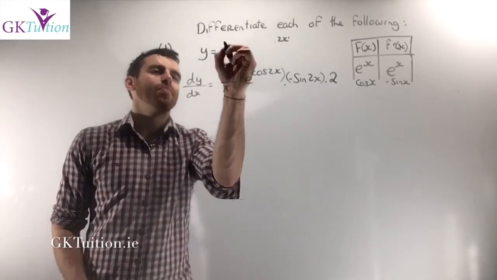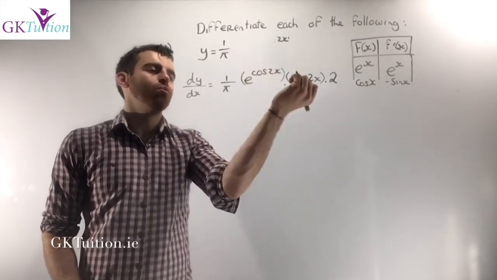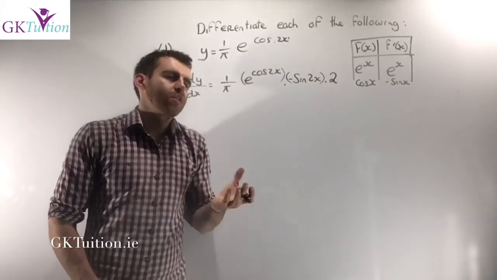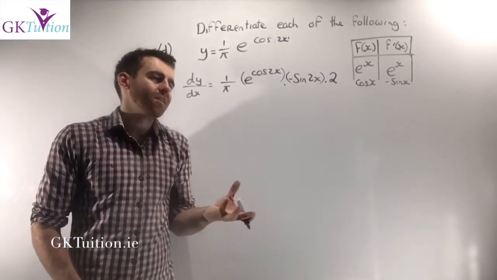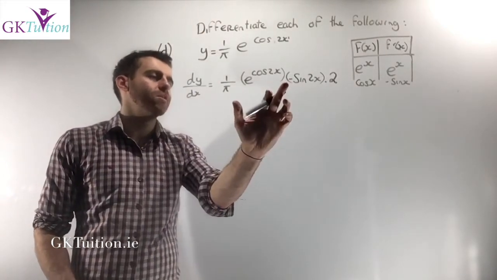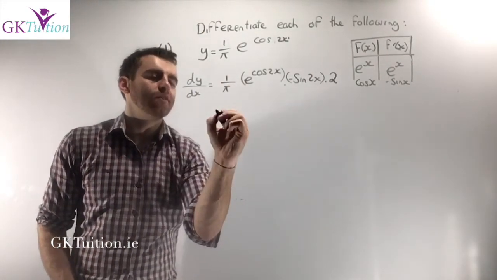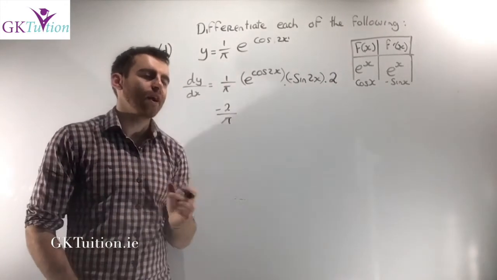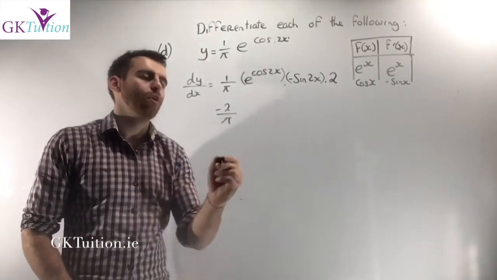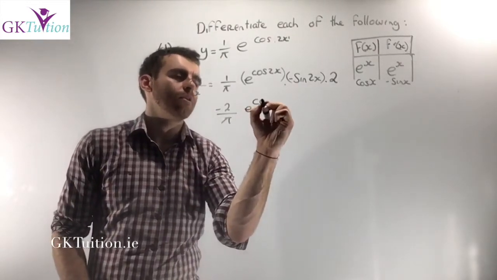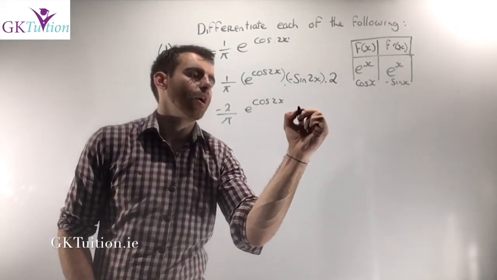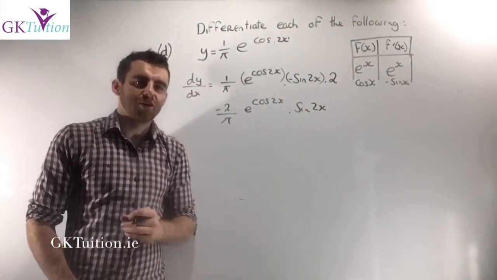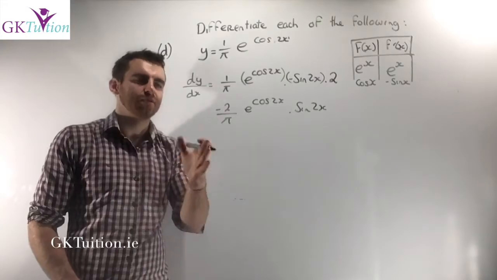That one's quite tricky, so I'll just rewrite this. I had 1 over pi e to the power of cos 2x. I suppose we could tidy this one up. It's messy enough, but I can tidy it up. Minus by 2 by 1 gives me minus 2. So if I multiply the 2 by a minus by the top of that fraction, that's minus 2 over pi e to the power of cos 2x multiplied by sine 2x. I can't really tidy that up any further, so that's your final answer for the derivative.